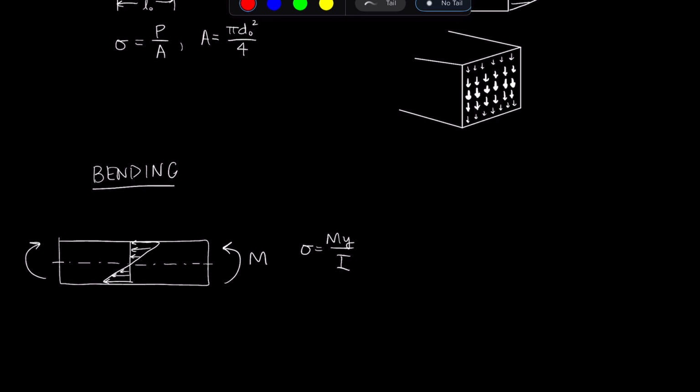And to find out what the magnitude of stress is at any point along the cross-section of the beam, you can use the flexure formula, which tells you that the normal stress caused by bending is equal to the moment times y, the distance from the neutral axis, divided by I, which is your second moment of area. All right, and the last stress state we'll talk about is torsion.